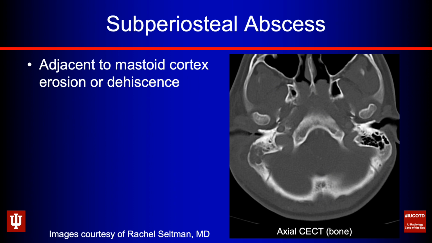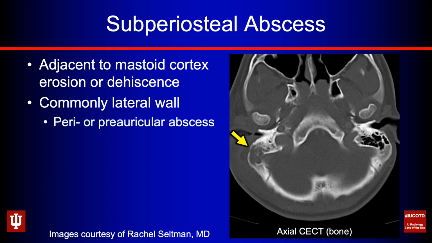So these subperiosteal abscesses form adjacent to areas where the mastoid cortex has been eroded or has become dehiscent. And this commonly occurs along the lateral wall. You can see right here where that yellow arrow is pointing, the bone is thinned out and it's focally dehiscent. And this is what sets you up for developing periauricular or preauricular abscesses or postauricular abscesses. So what does that look like? Give contrast. Give contrast on these.